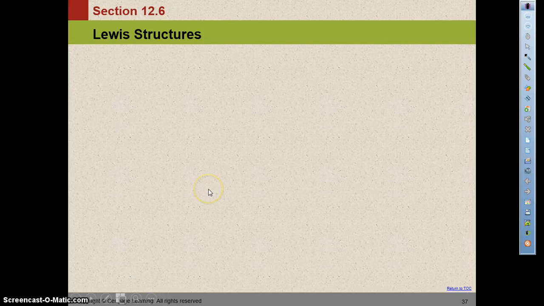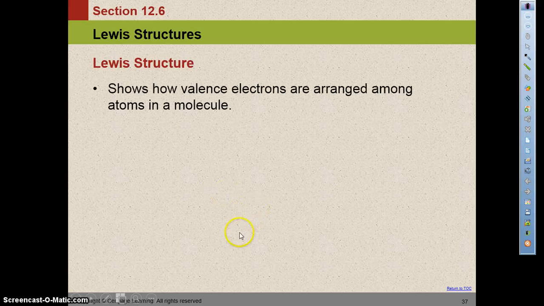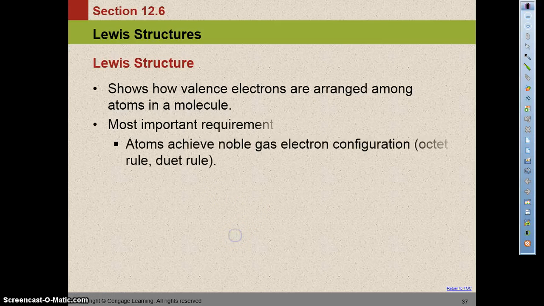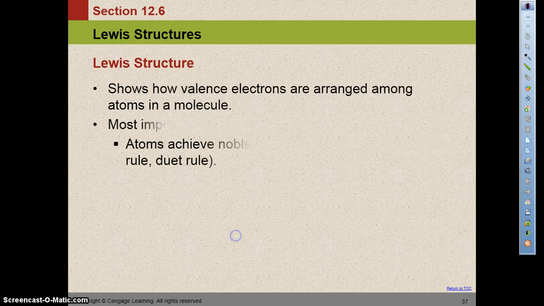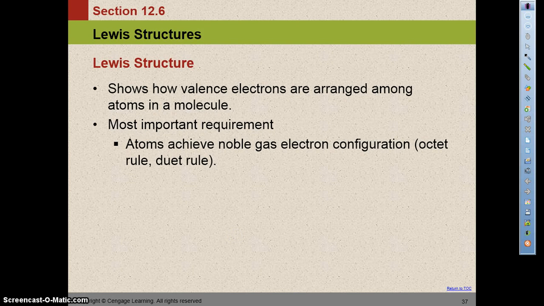Today's focus is going to be on Chapter 12 and Section 6, and we're going to look at Lewis structures. Lewis structures are going to allow us to see how valence electrons are arranged among atoms in a molecule. The most important requirement is that atoms achieve noble gas configuration, which means that they either meet the octet rule or the duet rule in order to be most stable.